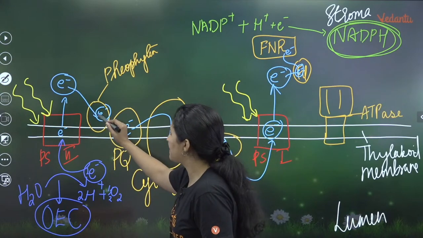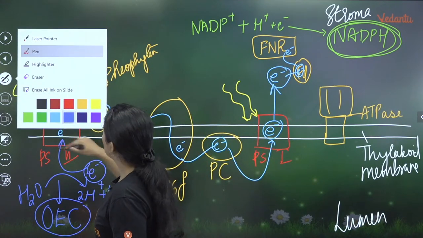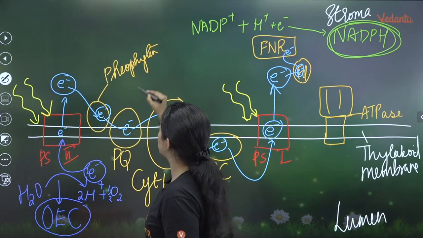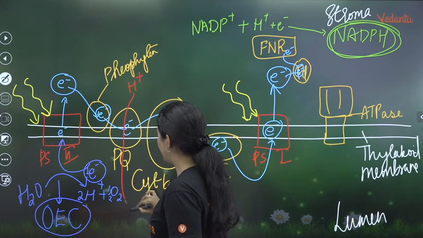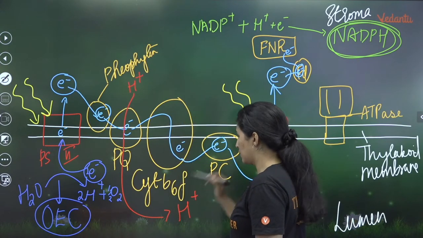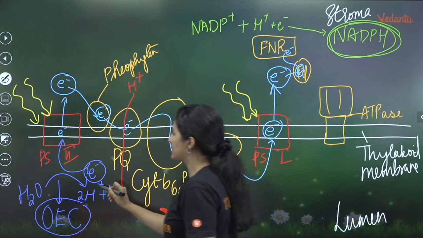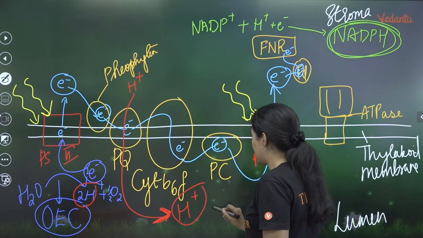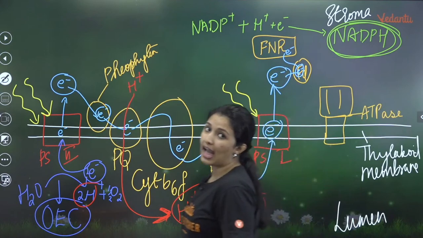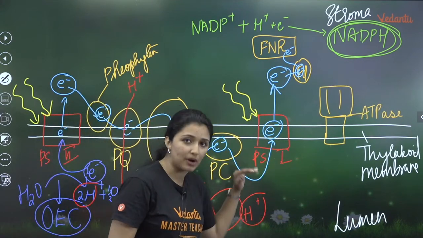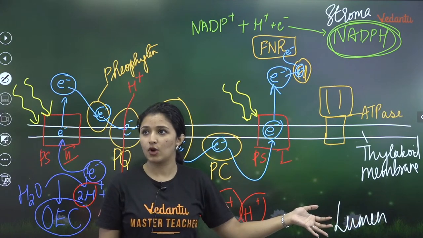So every time an electron is passed on from the pheophytin to cytochrome b6f, at the same time there's going to be H plus. The H plus which is there in the stroma is going to be transported into the lumen. This is the direction, guys. Don't forget the direction: from the stroma to the lumen. Now you see here in the lumen, there will be a lot of H plus. And we all know when there is high concentration of protons in one place and low concentration of protons in another place, movement happens. Naughty guys doing side business.